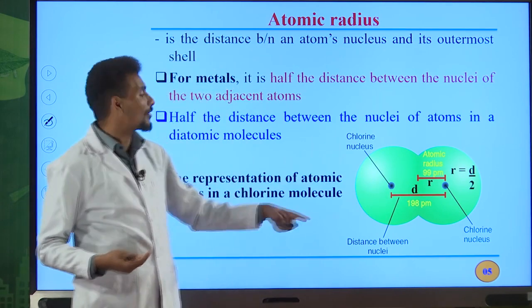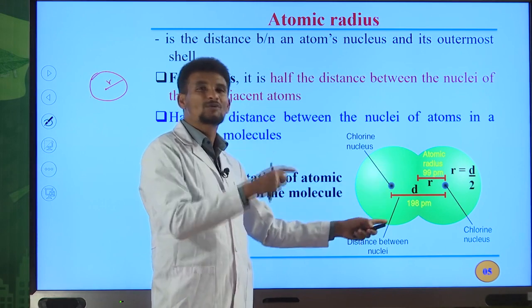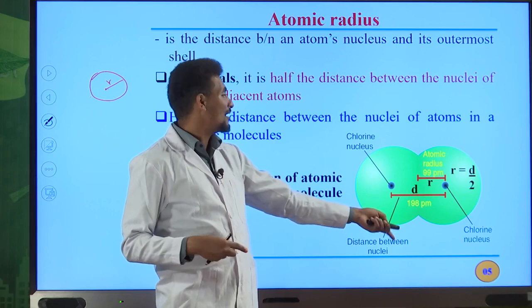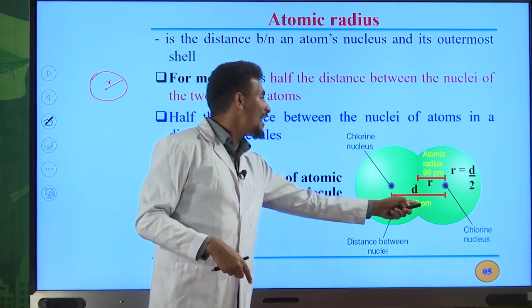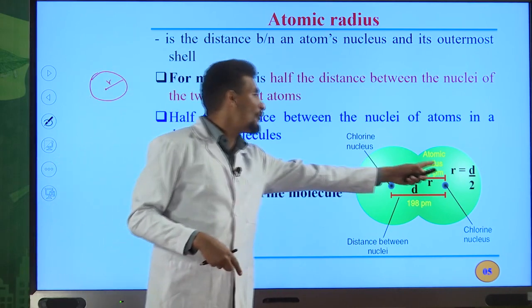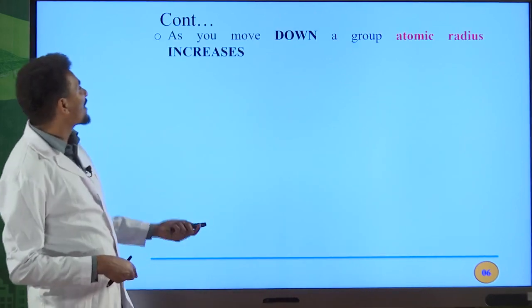For example, this is for the chlorine atom. The distance between the nuclei of two atoms of a chlorine molecule is equal to 198 picometer. Therefore, the radius of one atom of chlorine is 198 divided by 2, which is equal to 99 picometer. Therefore, radius is equal to distance over 2. So this is atomic radius.